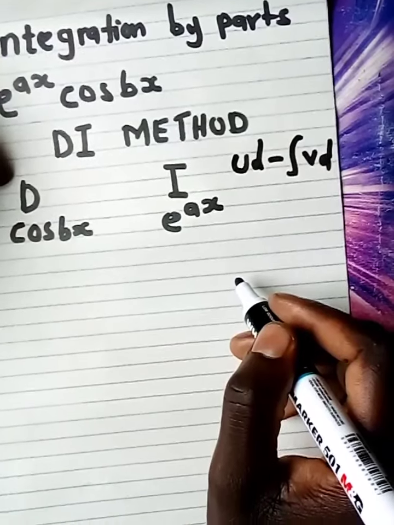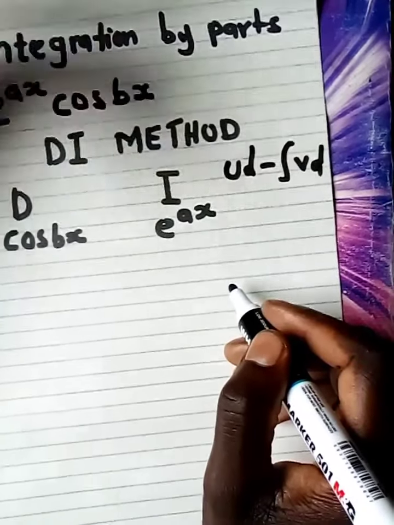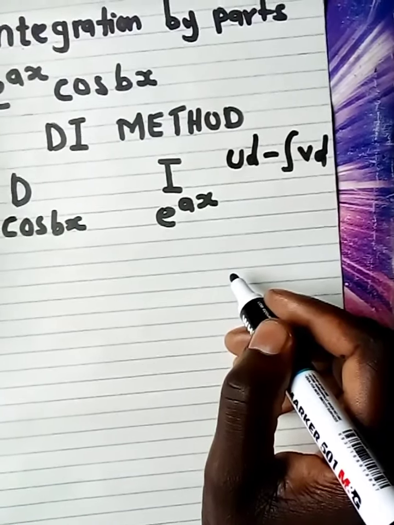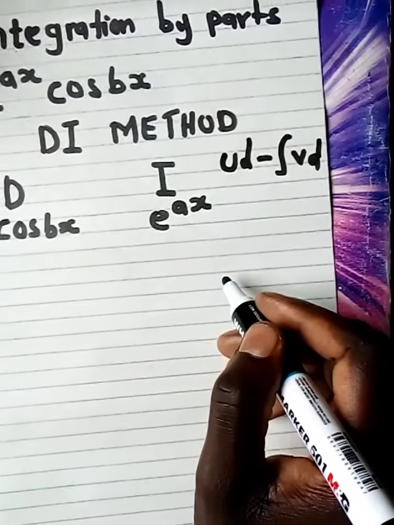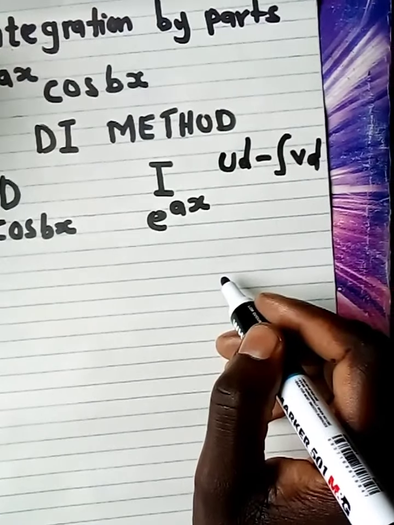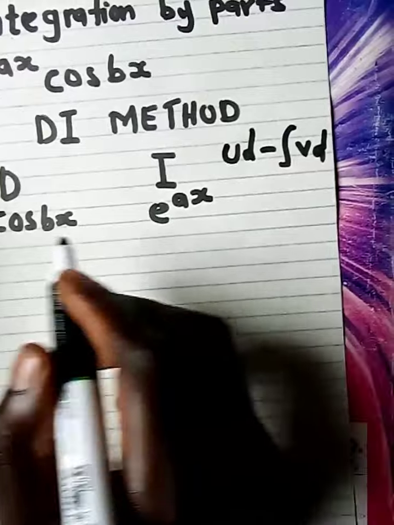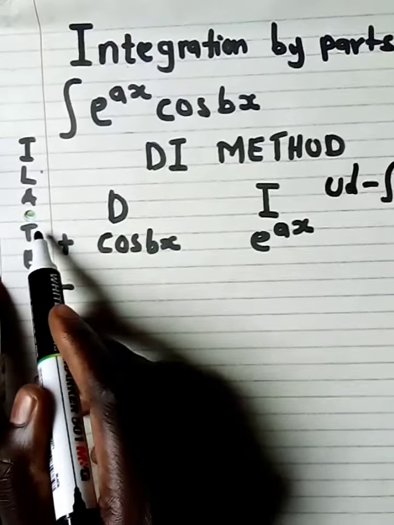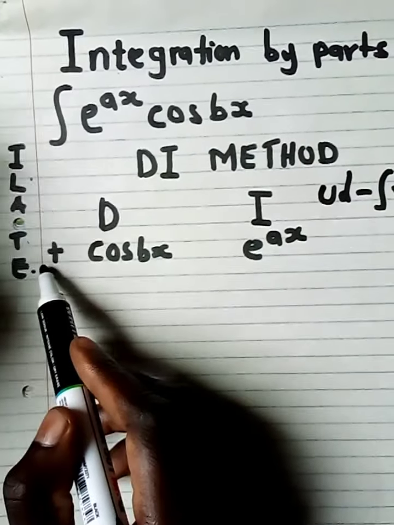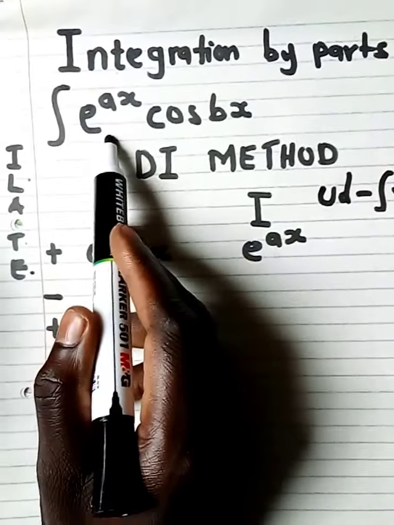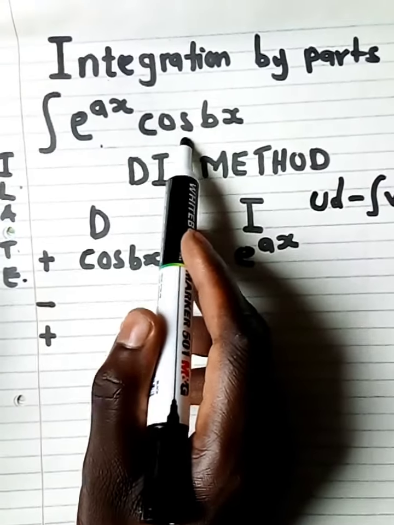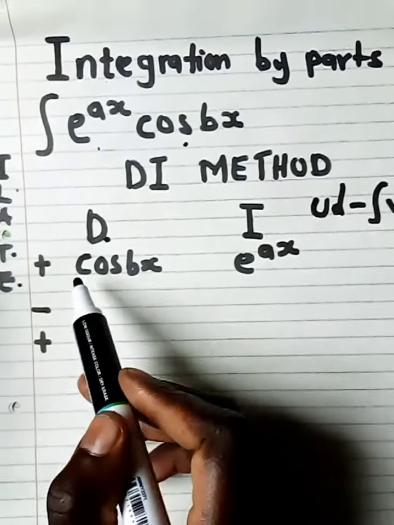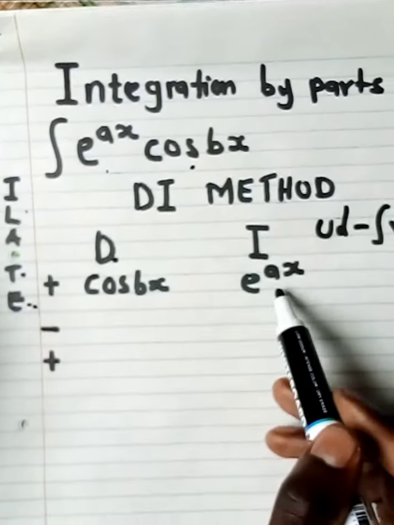So I choose one to be differentiated, one to be integrated. And from this, what is to be integrated and which one to be differentiated? Using the ILATE method, I have ILATE, that is the inverse function, the logarithmic function, then we have the algebraic function, the trigonometric function, we have the exponential function. If you look at our case here, we have the exponential function and the trigonometric function. So I choose the trigonometric function to be differentiated, that is our u. Then I take the exponential function to be integrated.